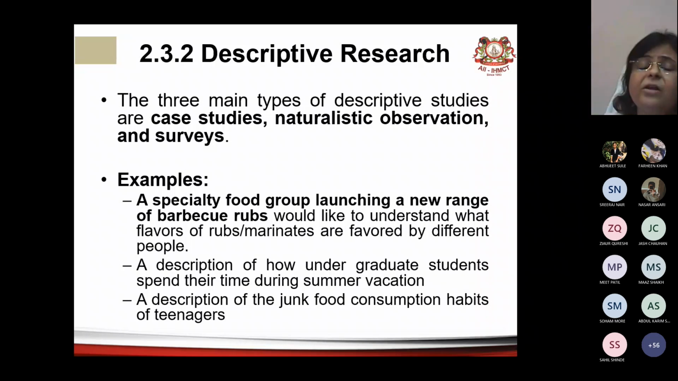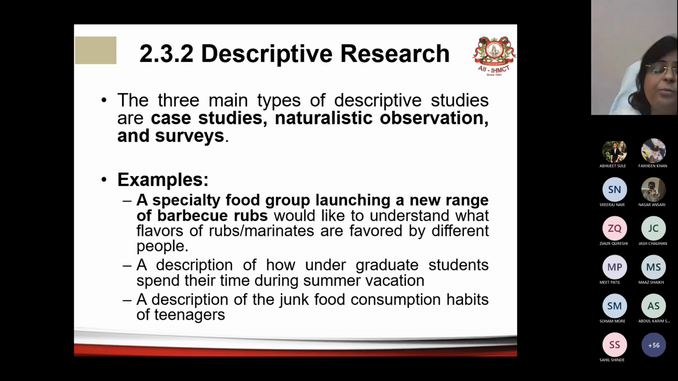And they would like to understand what flavor of rubs or marinades are favored by different people. Yeah, this is a descriptive study. Right. So something is newly launched and you want to study the market and you want to know which are favored. That is a descriptive study.